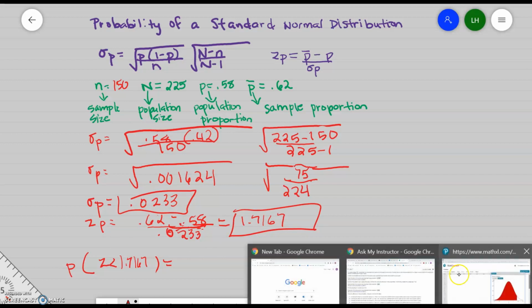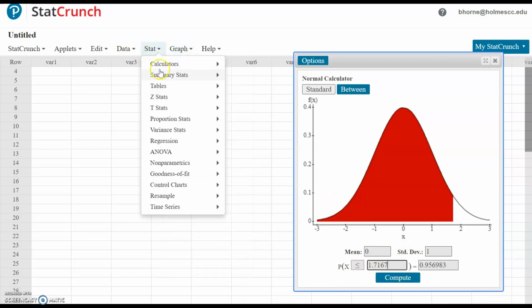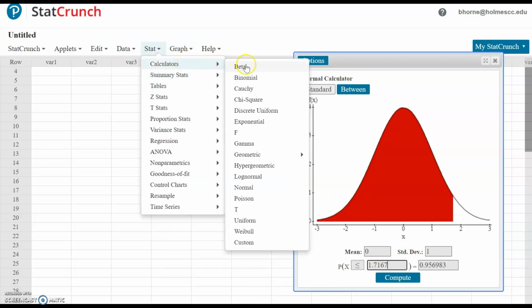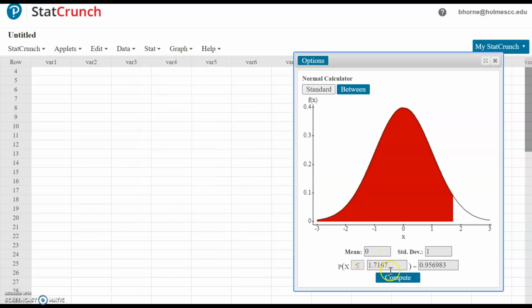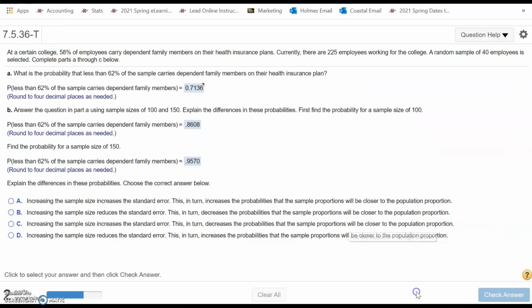Then once you can, plug it in, remember, you go to stat, calculators, and then normal, and put in 1.7167, and you get 0.9569. Well, no, 0.9570. All right, explain the differences in these probabilities.